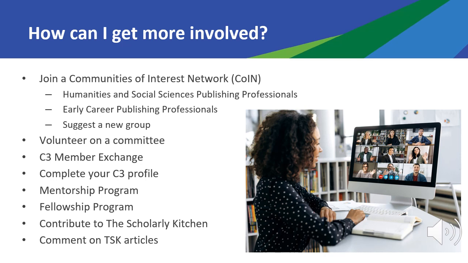There are a lot of avenues to do this with different levels of commitment, and some of them have been mentioned, but I'll just go into them now to lay that out. One of them is to join a Communities of Interest network. This is a relatively new program that we started last year, and it's to create a space for some of the different specific areas of scholarly publishing that are less represented in the general conversations being had. So currently we have a Humanities and Social Sciences Publishing Professionals group and an Early Career Publishing Professionals group.